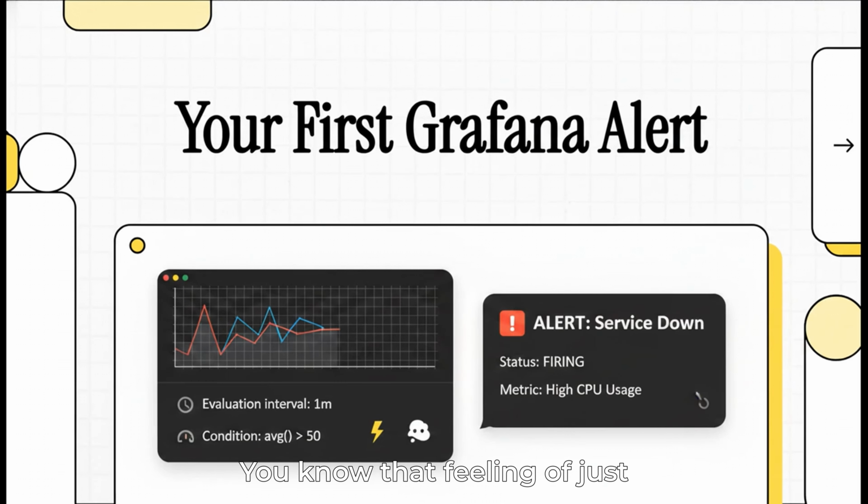You know that feeling of just staring at a dashboard forever? Or worse, finding out your whole system is down because angry users are blowing up your Twitter? Yeah, we've all been there. Welcome to this explainer. Today, we're fixing that exact problem by setting up a bulletproof Grafana alert that literally pings your Slack channel the exact second things go sideways.